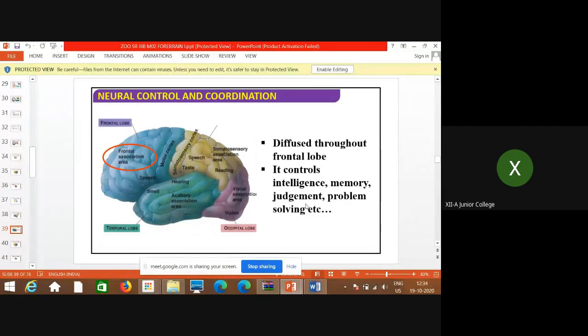Okay. Now, in the same frontal lobe, the motor area related to speech is also present. So this is also a motor area, and all the voluntary functions, the voluntary muscular movements, are performed by the motor area. So it controls the muscular movements while speaking, that is the control related to speech.